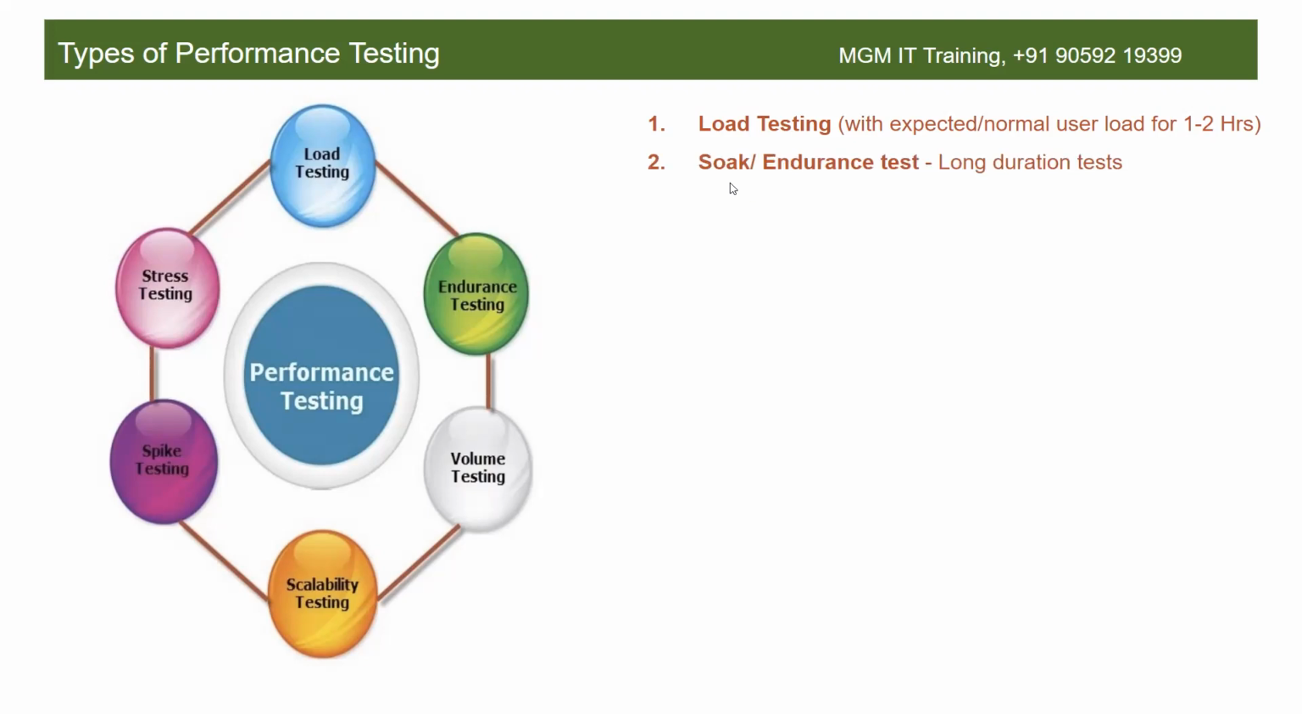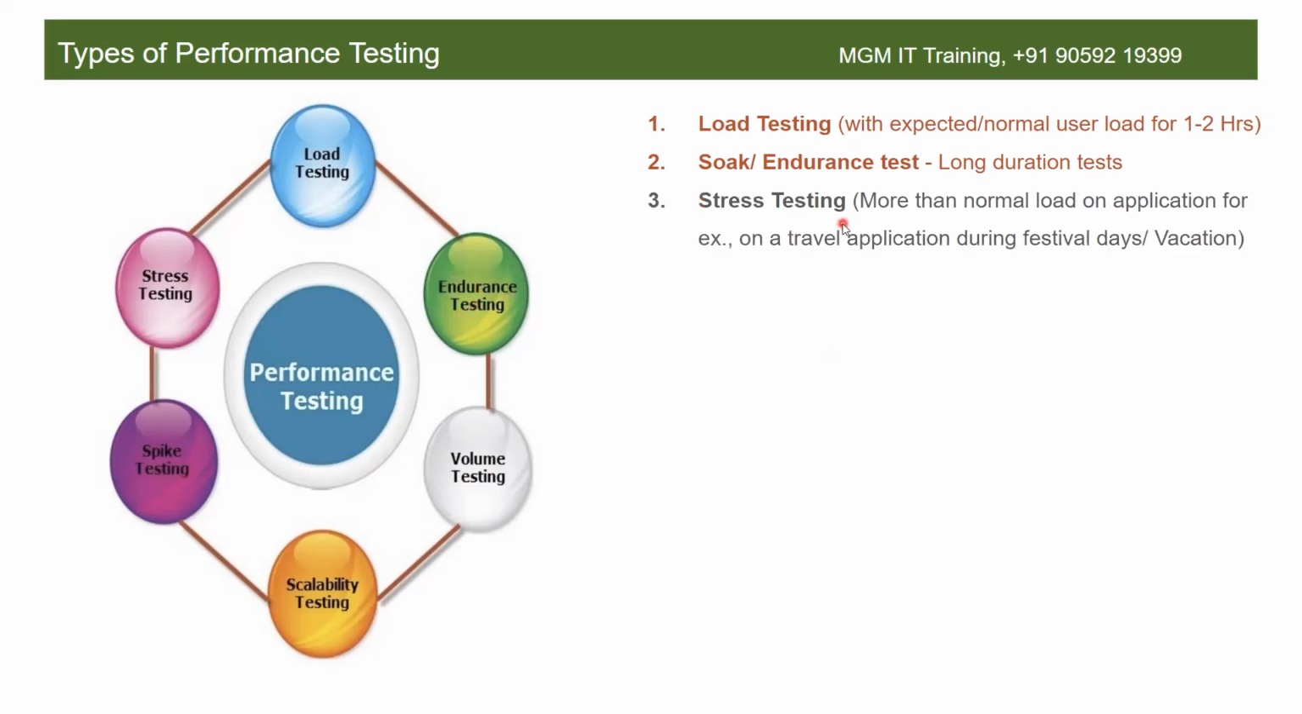And the next type of testing is soak or endurance testing. Basically these are long duration tests, and the duration is defined by the business hours of the application. We'll discuss in detail what is meant by business hours. So the second type of testing is the soak or endurance test, which is a long duration test. The duration is defined by the number of business hours of the application. This is endurance testing. Clear?